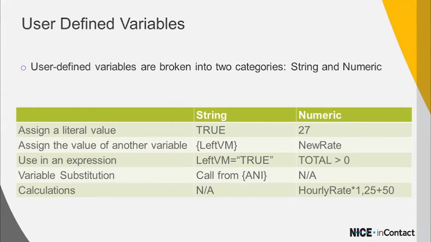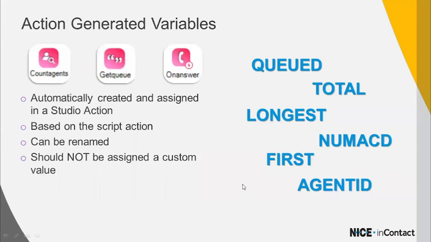And user defined variables, as we said, are those variables which we define in the script in the Studio, and we can change them as per our scripting, or as per the request from my client. By using variables, I'm just storing a value for the time being, so that I can use that value for defining some logic in the script. My variable can be a string, and it can be numeric also. So a string can be true, left VM, these kinds of options I can use.